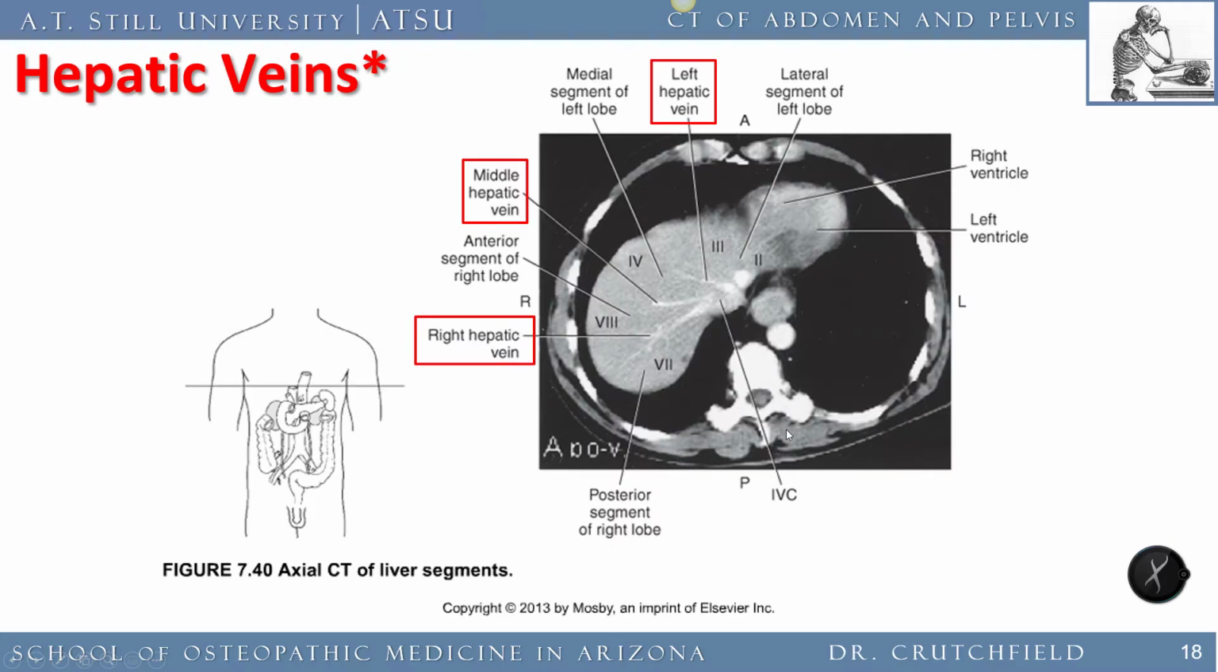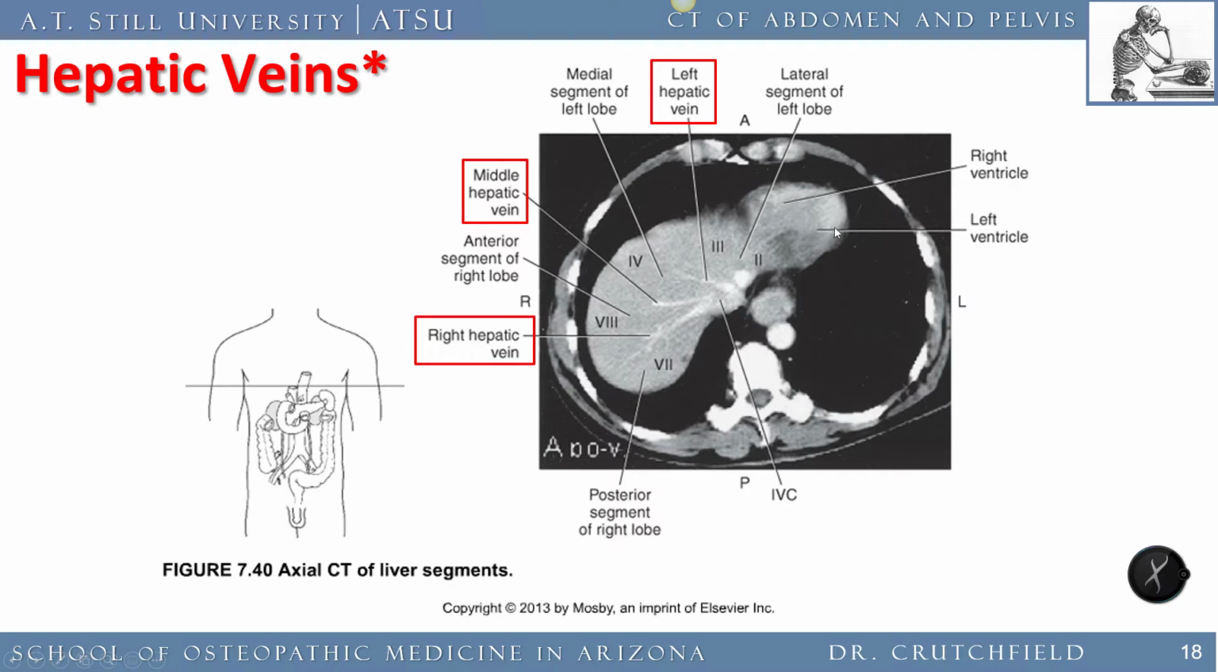In this image, which is taken up pretty high, almost in the thorax, we can see that there is a lot of lung tissue here. The inferior vena cava is located here, and now we can see the right hepatic vein, the middle hepatic vein, and the left hepatic vein.